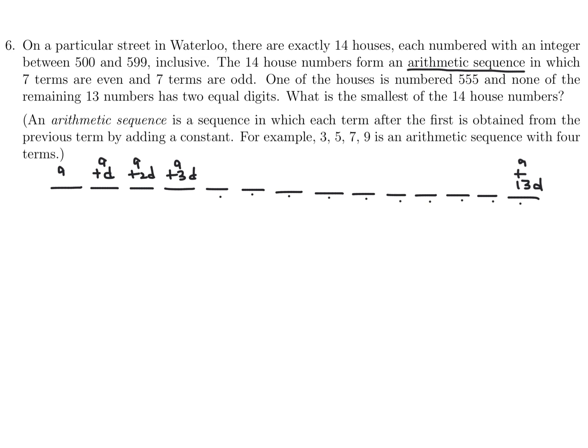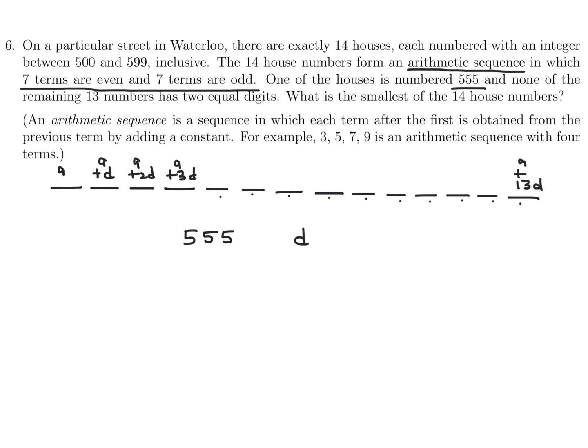Let's see here. They give me that one of the houses is 555. Now, I don't know which one. So one of them is 555. It would be nice if they told me which one, but they didn't. And then there's obviously going to be a D. As you can see, it's a plus D, a plus 2D. But this is a very interesting point that they gave me, that 7 are odd, 7 are even.